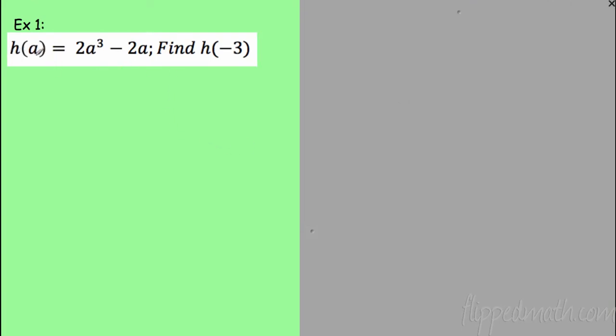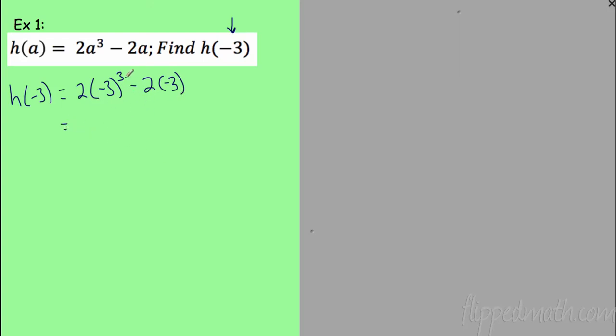This is h of a. This is the function h in terms of a. So wherever I see a, in this case, I'm going to plug in a negative 3. So here we go. So h of negative 3 equals 2 times negative 3 to the third minus 2 times negative 3.